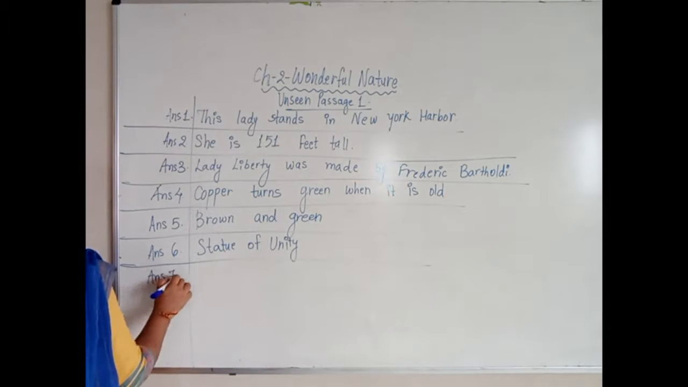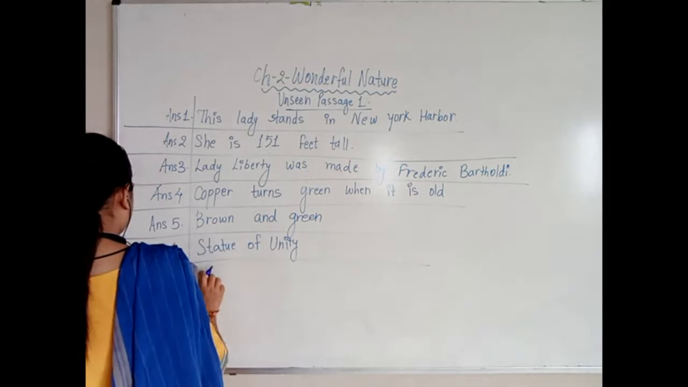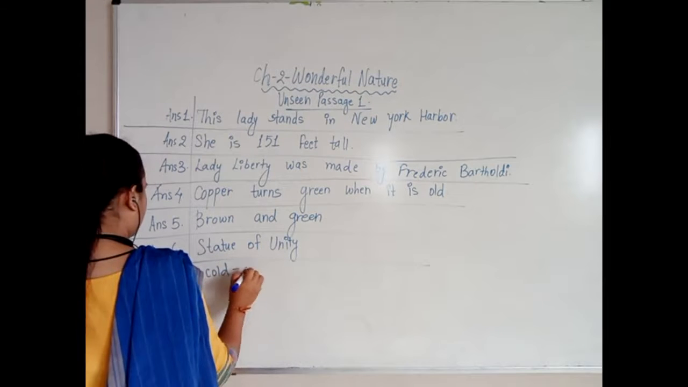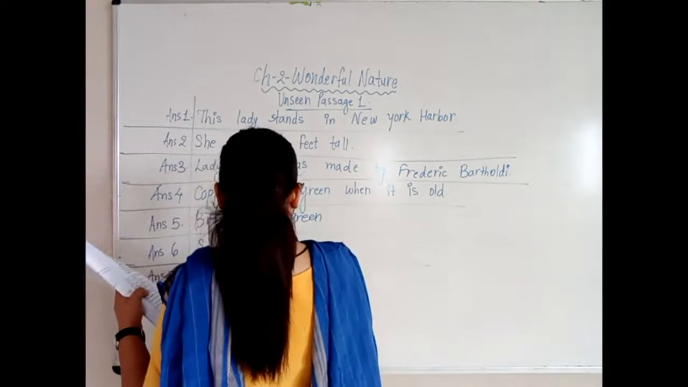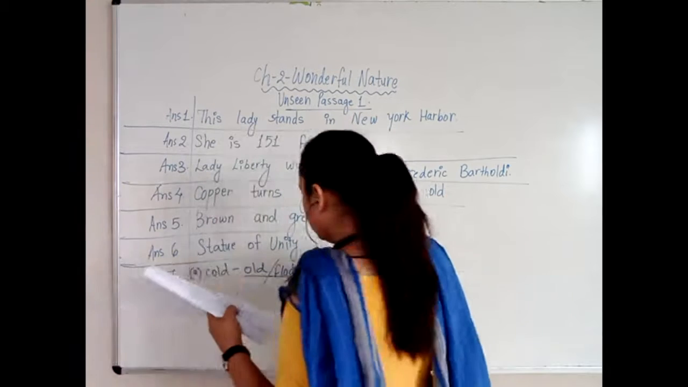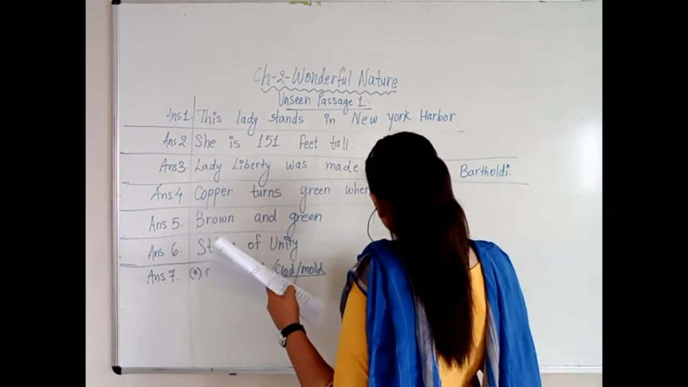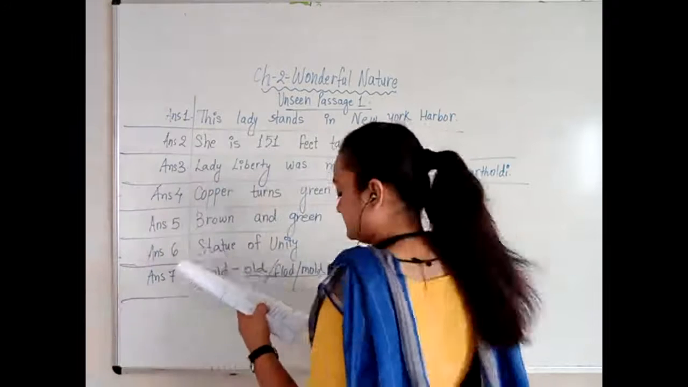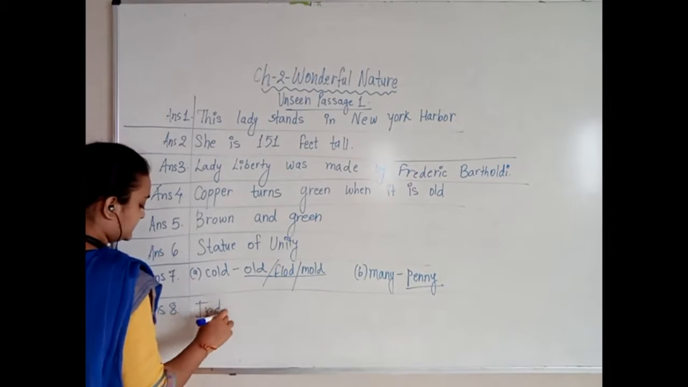Answer number 7. Rhyming words. Rhyming words sound the same but have different meaning and different spelling. The first rhyming word is cold, old, or we can write fold. We can also write mold. Then many, penny. After that, answer number 8. If people living in America are called Americans, what are the people living in India called? Indian.